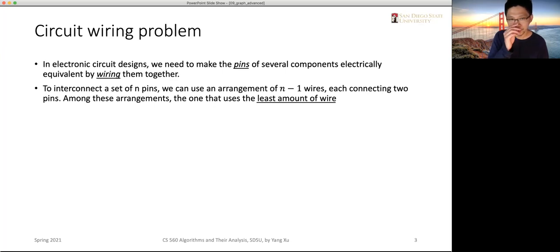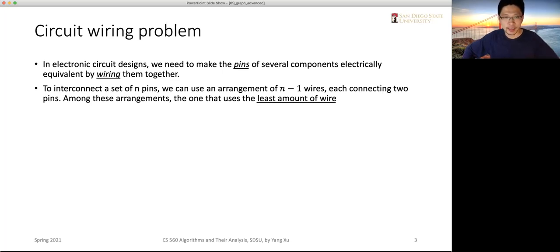We do a little bit of simplification here. We will focus on the question: if we have N pins and we want to connect all of these pins so that they will be at the same electric potential level, that is, they have the same voltage, we can use N minus one wires. And each wire will connect two pins.